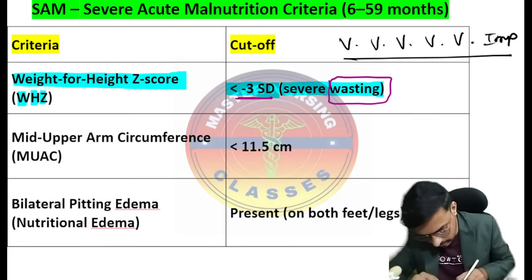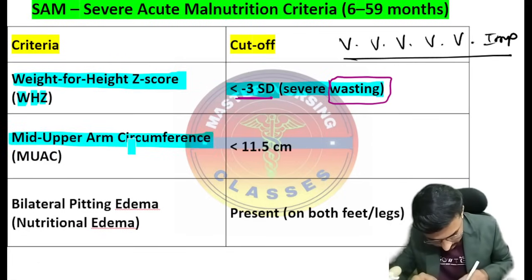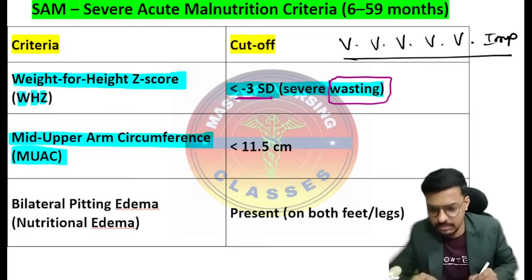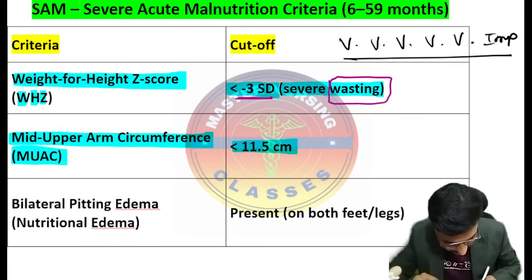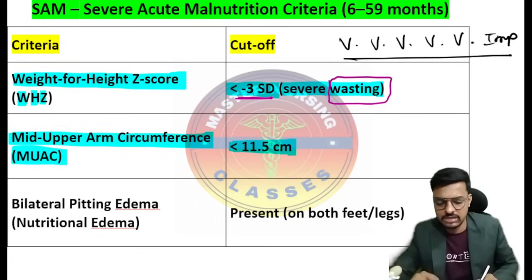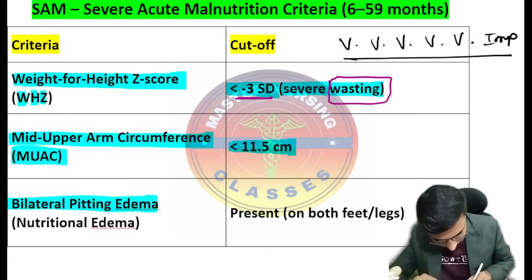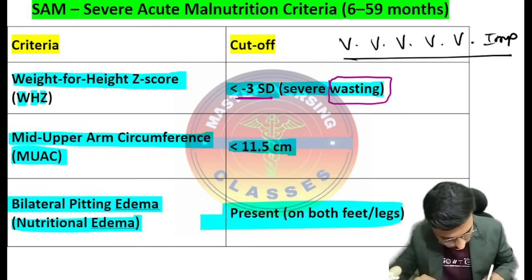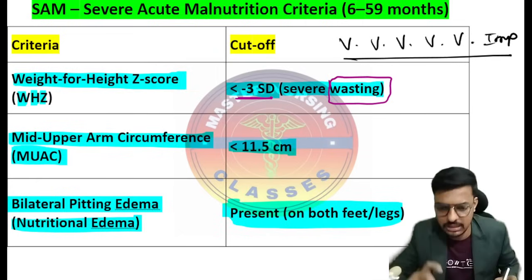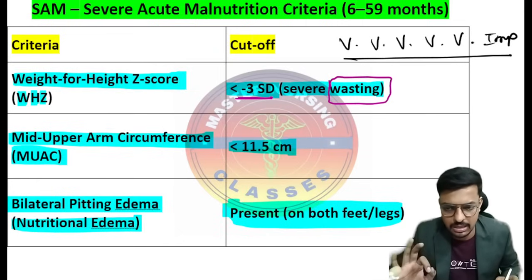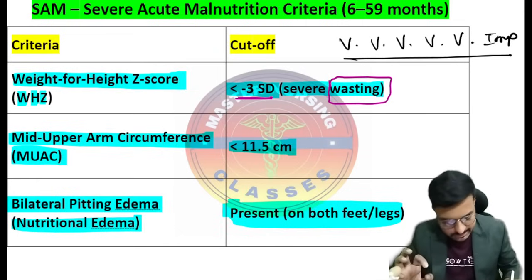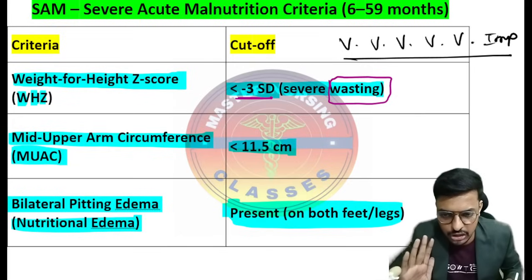Then comes the mid upper arm circumference. The MUAC is less than 11.5 centimeter, as we just saw in the question. Then comes bilateral pitting edema, or nutritional edema, which is present on both legs symmetrically. In the presence of bilateral pitting edema, we call this the criteria of severe acute malnutrition.